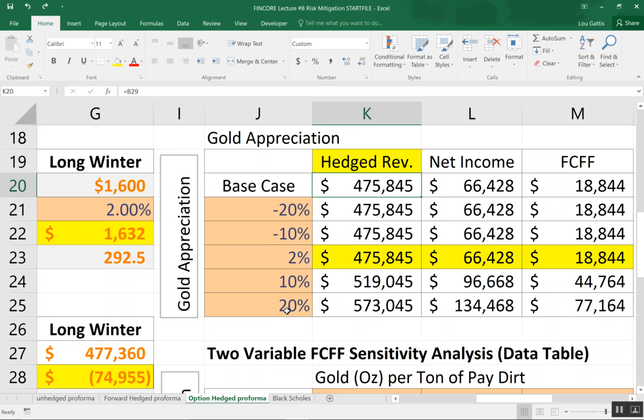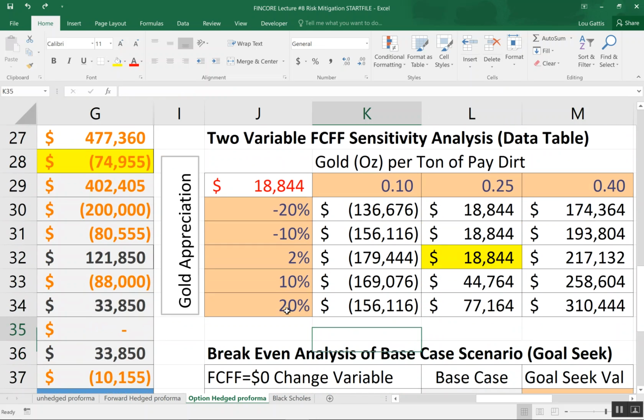So this is a different exposure. You're going to have to pay up front to have this really nice exposure in which we've almost guaranteed a minimum level of revenue, net income, and free cash flows. But we do get to participate in the upside. And there's the two-factor sensitivity showing that.